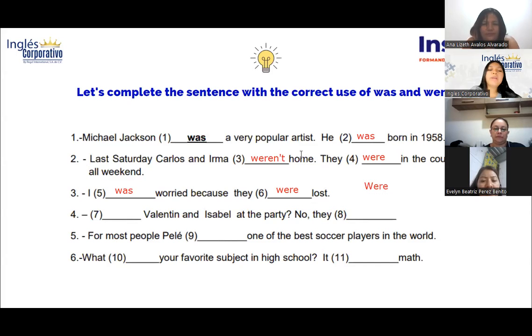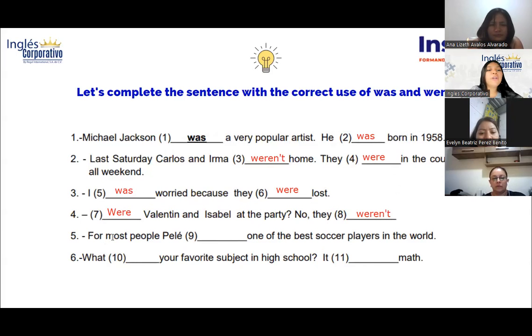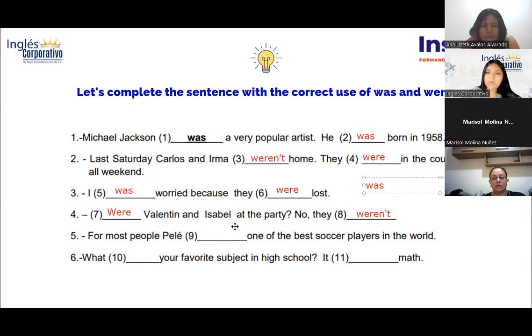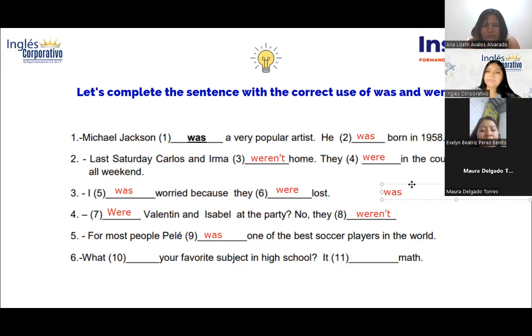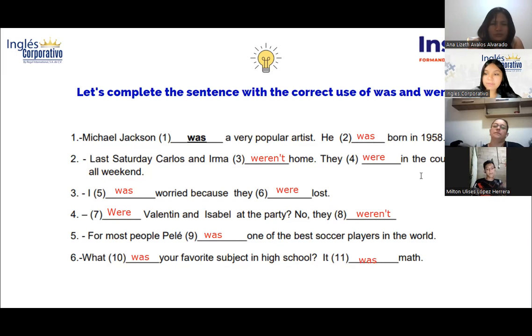Where? Plural. Excellent. Were Valentin and Isabel at the party? No, they were not. No, they were not or weren't. Cualquiera de las dos, la contracción o la forma larga está bien. Weren't. Okay. For most people, Pelé was one of the best soccer players in the world. And the last one, number six. What was your favorite subject in high school? It was math. Very good.